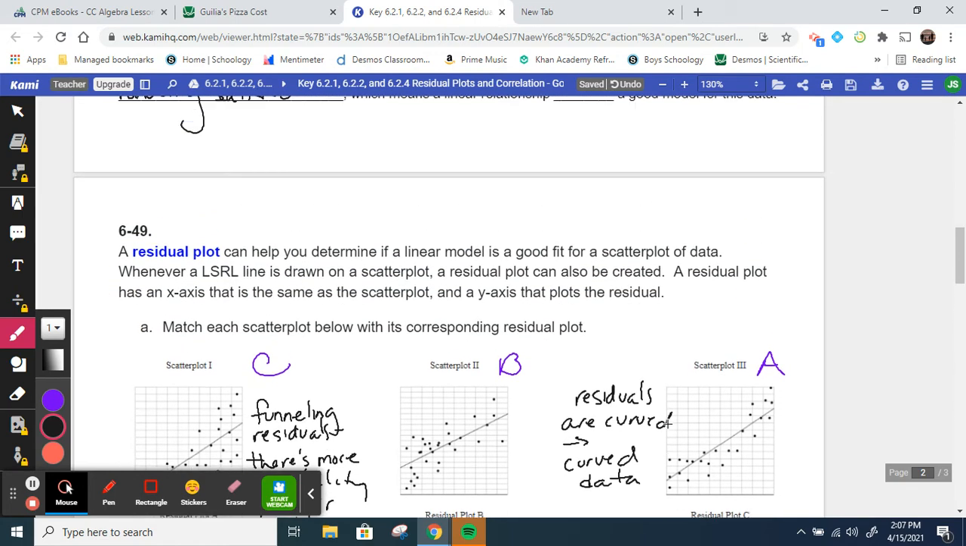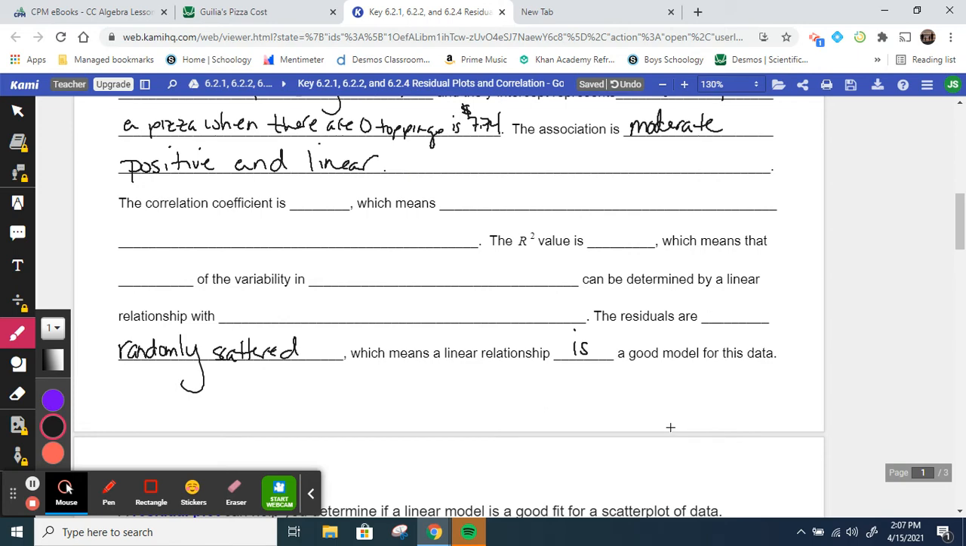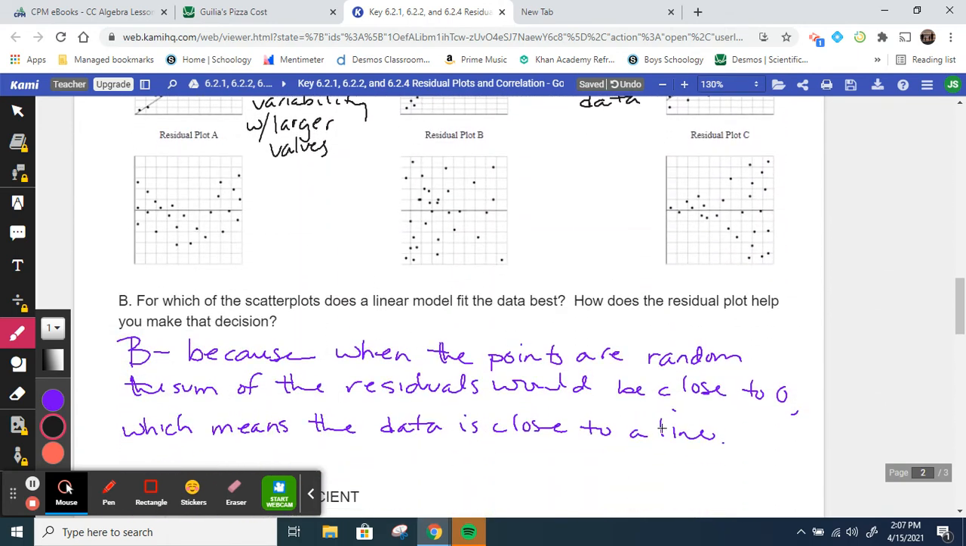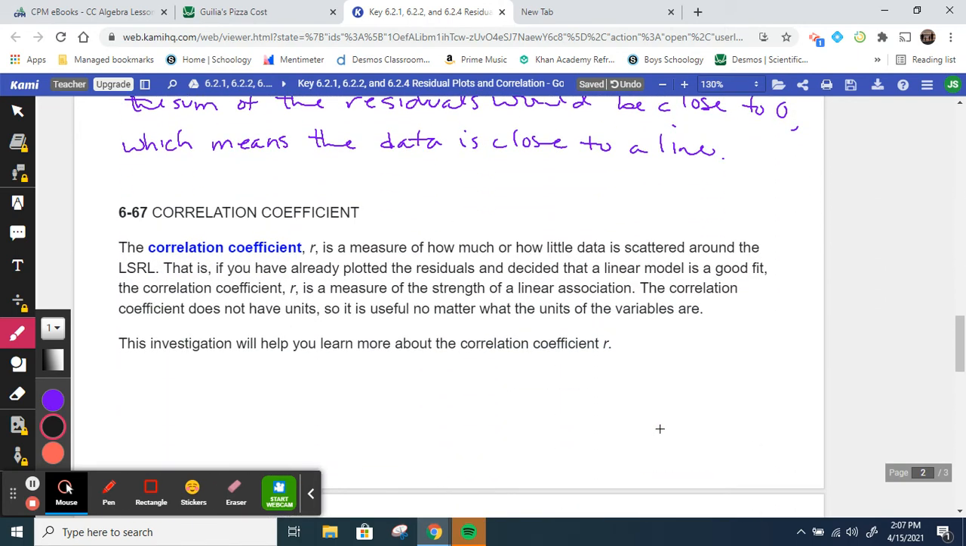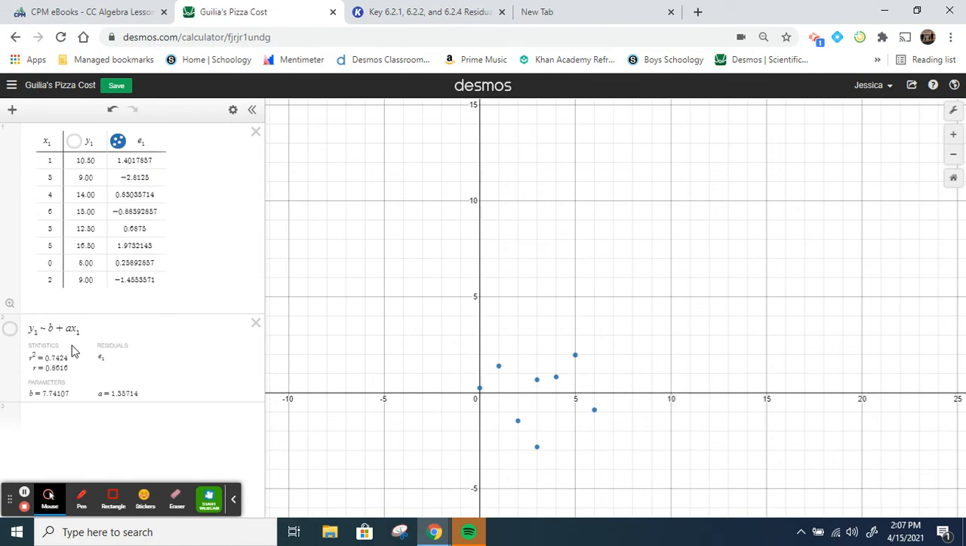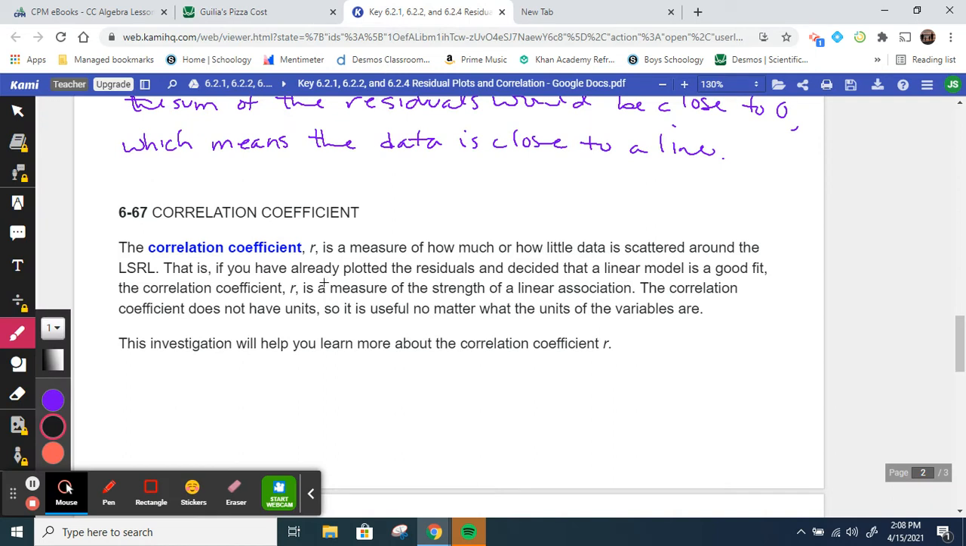The other thing the report up here is referring to is a correlation coefficient and an R-squared value. So let's read here. It says the correlation coefficient R is a measure, and I'm like, wait a second, I've been seeing R values when I run my least squares regression model. So it's something to do with that.